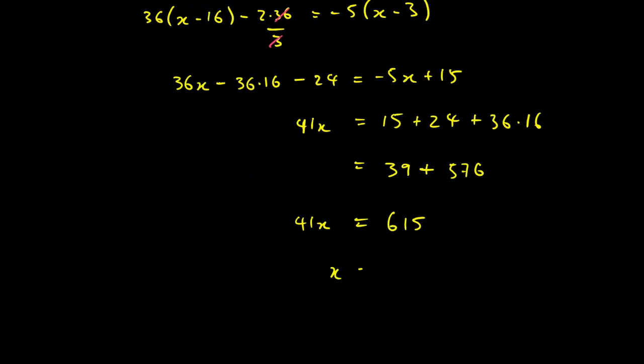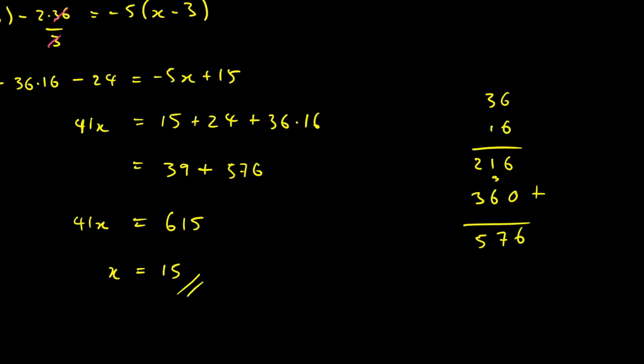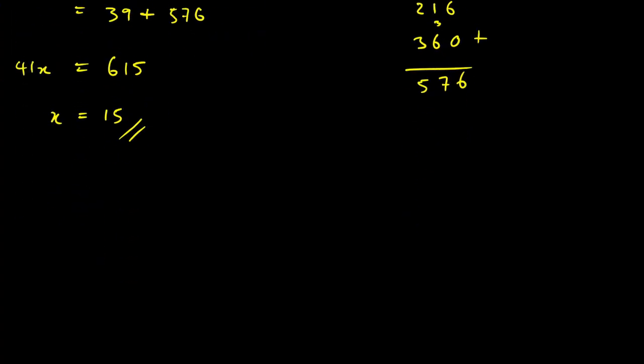So x is going to be 615 divided by 41. Well, I did the answer earlier, so I think I'm going to cheat a little bit if you don't mind. So x is 15. You can do the long division as well. You've got to prepare for not having calculators, guys. So I guess that's just part and parcel. So let's just do it over here.